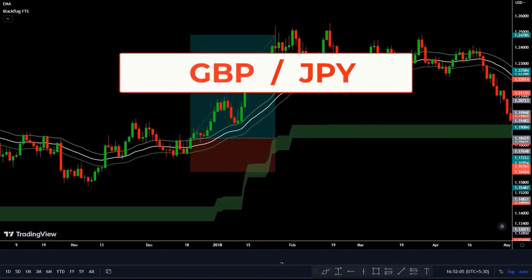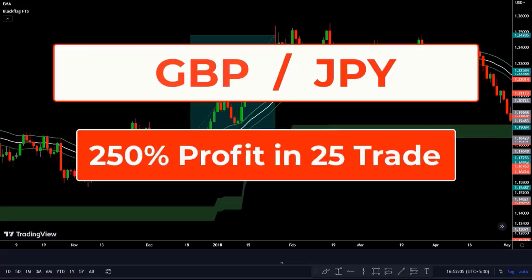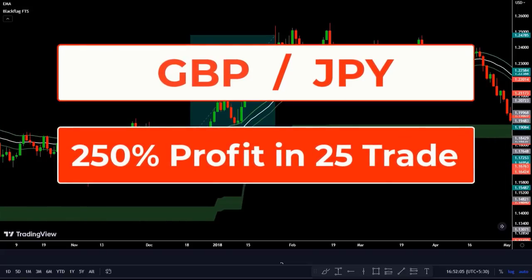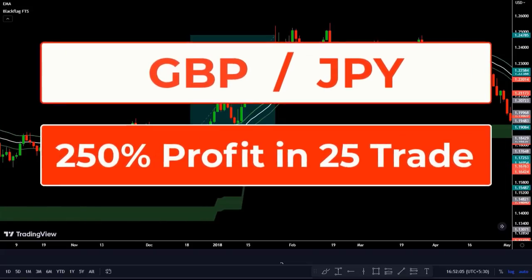I want to test it on the GBP/JPY chart. We achieved nearly 250% profit, and this much profit in such few trades is truly magical.